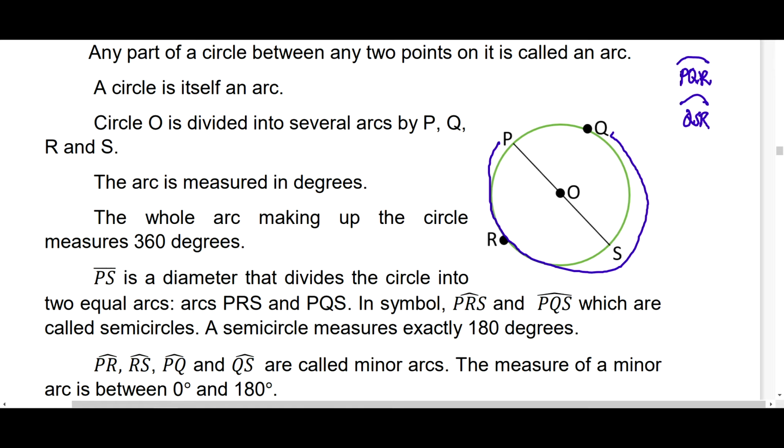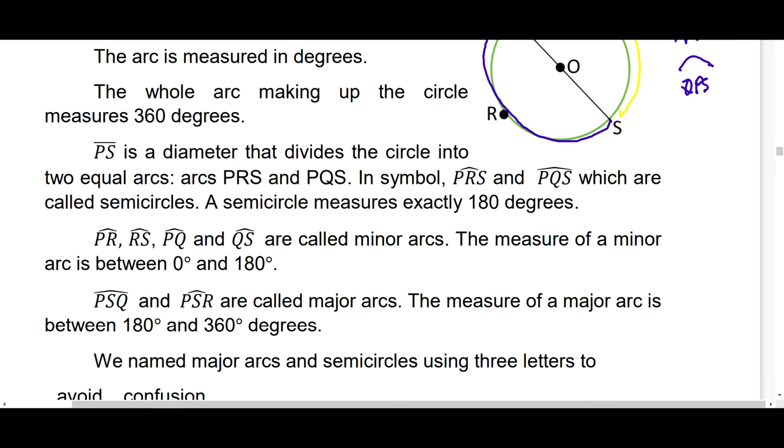Iba pa din si QPS sa kanila. So, there are many major arcs. Parang ano yan, isang minor arc, matik yun, meron siyang major arc na kapares. So, di ba meron tayong minor arc na QS dito? Tapos meron tayong major arc na QRS. Yan. So, again, major arcs are greater than 180 degrees.